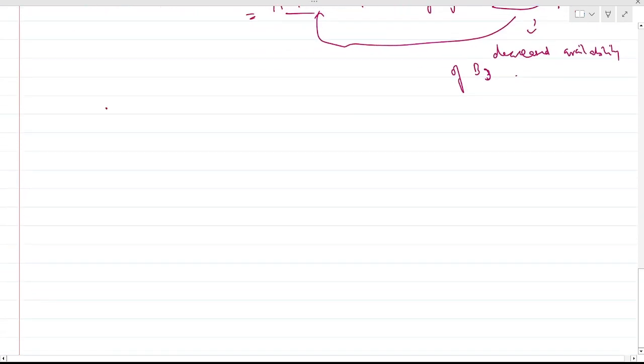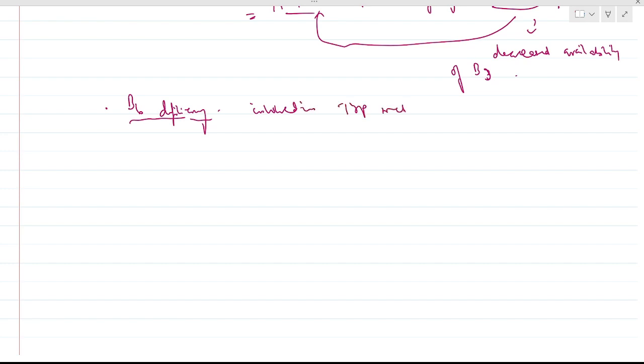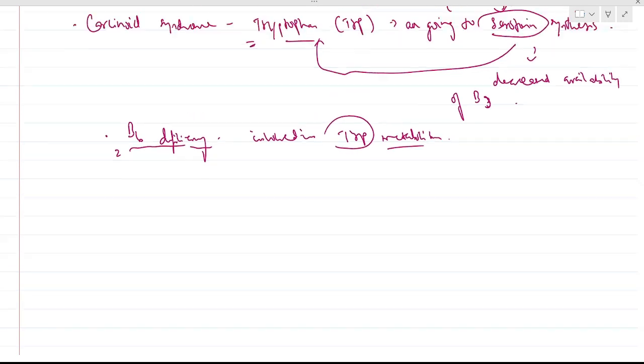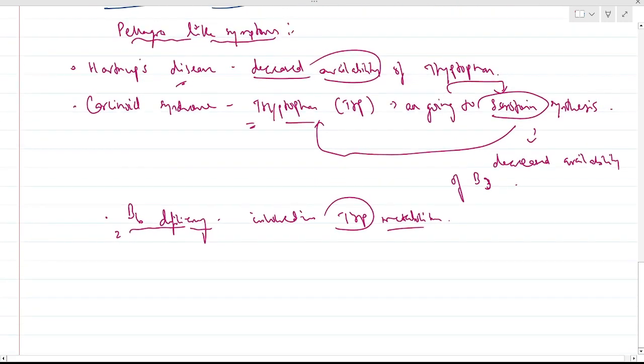The third one we're going to do is B6 deficiency. This B6 is a very important vitamin, pyridoxine. We are going to discuss it further in upcoming lectures. And you need to remember that this causes B6 deficiency. Why? Because B6 is also involved in tryptophan metabolism. As B6 is involved in tryptophan metabolism, decreased availability of tryptophan leads to pellagra-like symptoms, which also includes B6 deficiency.